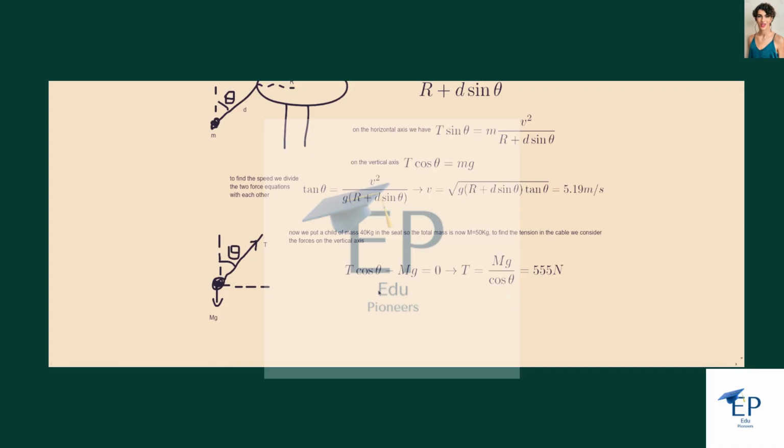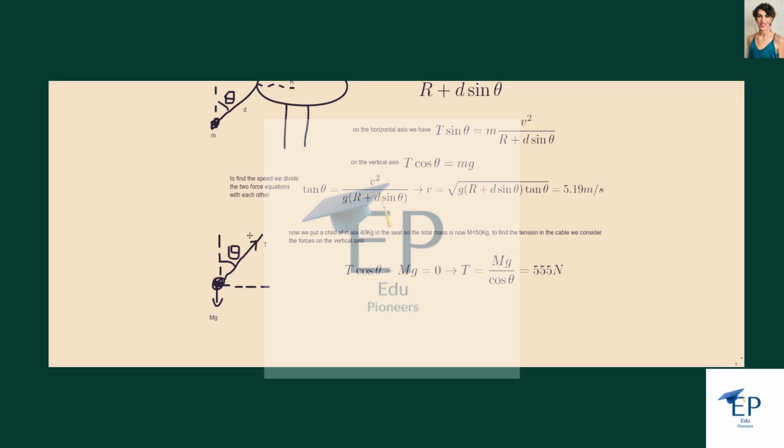Now we're going to put a child, who has a mass of 40 kilograms, on the seat. So now the total mass of child plus seat is called big M. It's 50 kilograms. And we need to find what the tension on the cable is now.